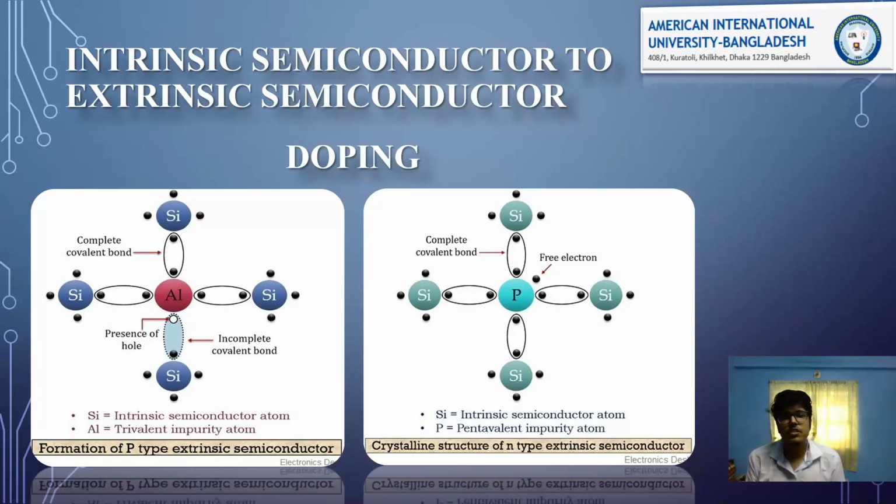And in the n-type extrinsic semiconductor, as you can see, there is a free electron. Because of that electron, the n-type extrinsic semiconductor is more conductive. So that's all so far.